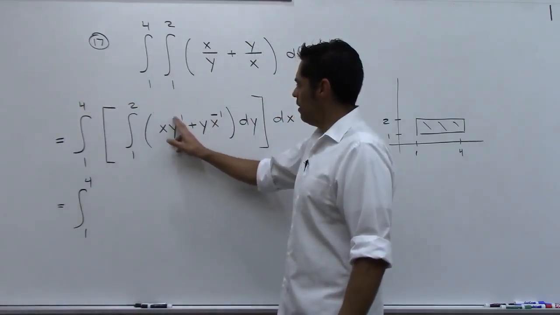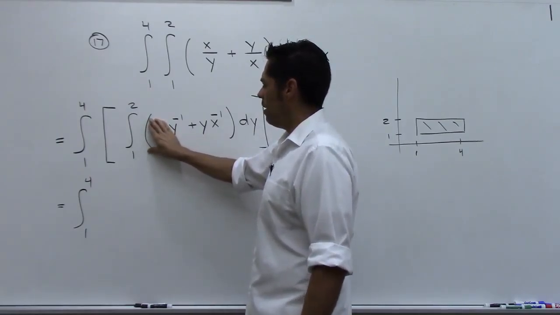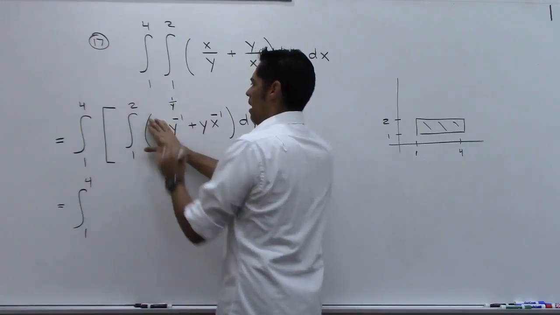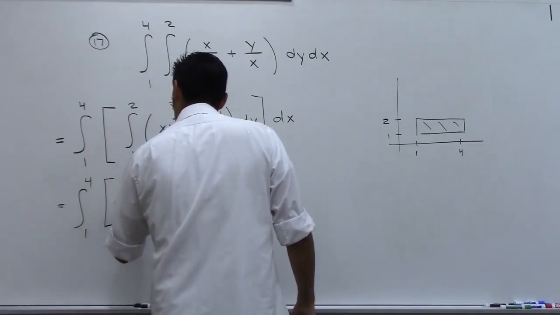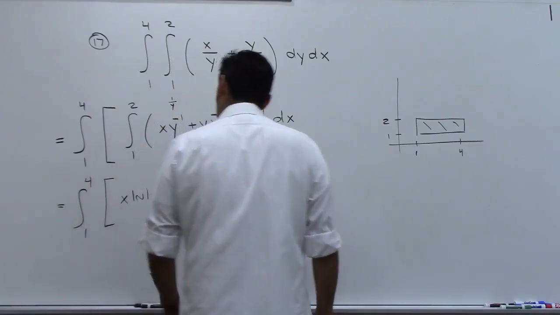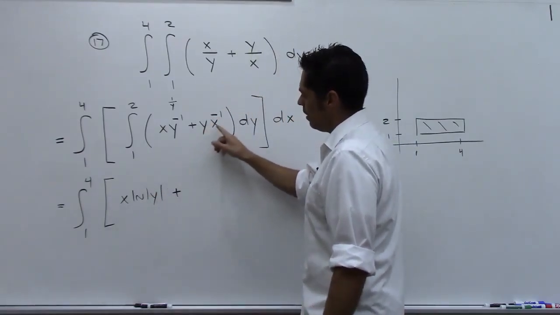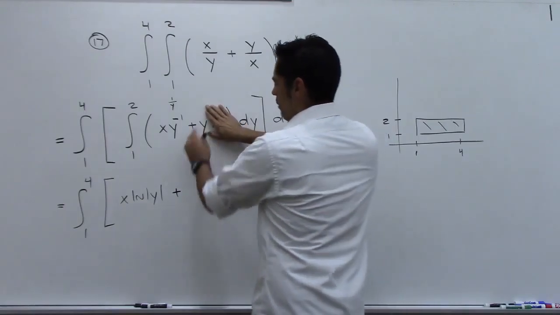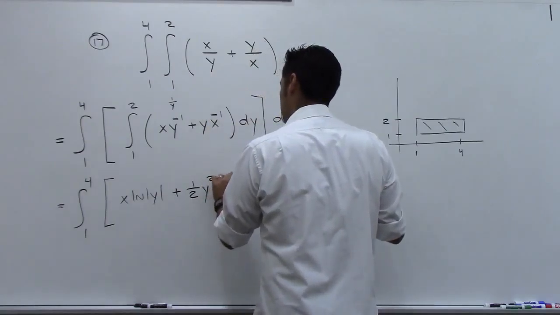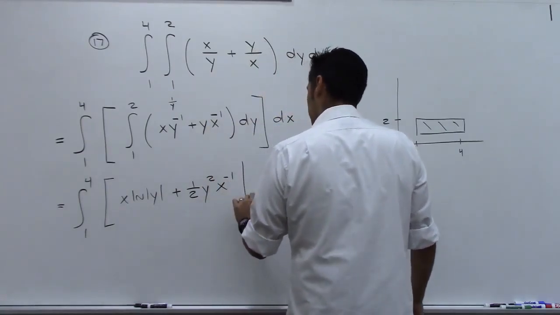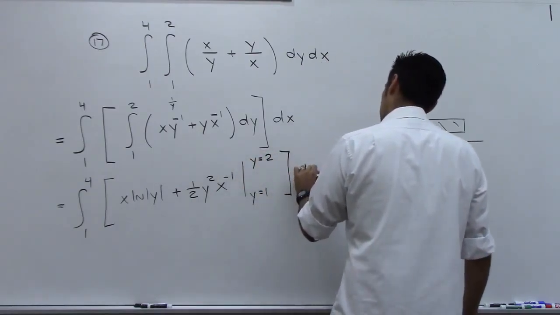Now the antiderivative of this with respect to y, the x is a constant. The antiderivative of y to the negative 1, since that's really like 1 over y, is natural log y. So I'm going to get x times natural log of the absolute value of y, and then plus, now the antiderivative of this right here, again, this x thing is a constant. The antiderivative of y is 1/2 y squared, but then times the x. And I'm evaluating this from y equals 1 to y equals 2 dx.